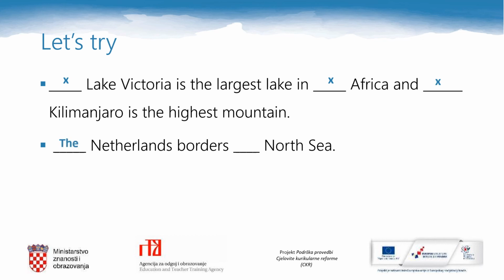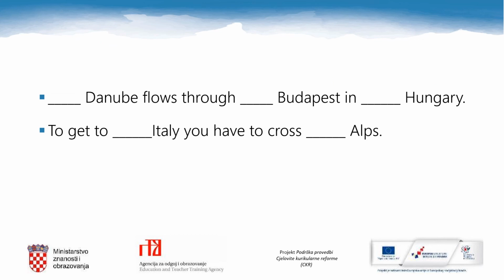Netherlands. It's the Netherlands because it's a country ending in S, and it borders the North Sea. We apply "the" with seas. Then there is Danube. It's a river, so it's the Danube, flows through Budapest in Hungary. To get to Italy, you have to cross the Alps. It's a mountain range.